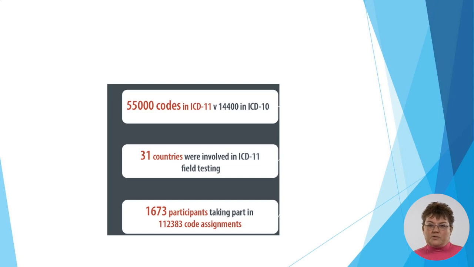Now, 31 countries were involved in testing for ICD-11, and about 1,673 participants took part in all these code assignments. So it's not just about the United States. In Asia, in Japan, Canada, everybody's reporting all these different conditions that they have. Doctors all over the world are getting this together and saying, no, this code actually belongs in the brain section, not in the nervous section, and vice versa. And they're moving them around as things have changed to put them where they need to be.